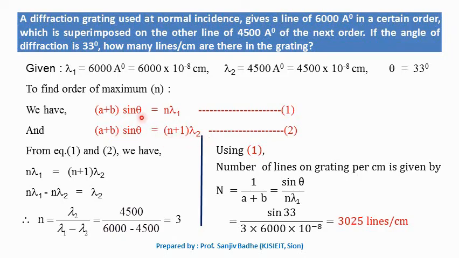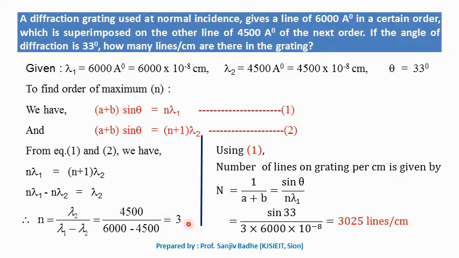Now theta is the same for both the conditions because the orders are superimposed on each other. So the left hand sides of equation 1 and equation 2 are the same. We can equate the right hand sides: n lambda 1 equal to (n plus 1) lambda 2, and from this we can calculate the value of n, which is lambda 2 upon lambda 1 minus lambda 2. That comes out to be 3.